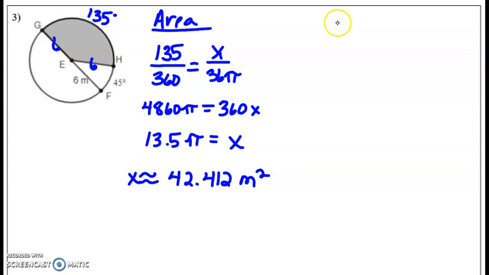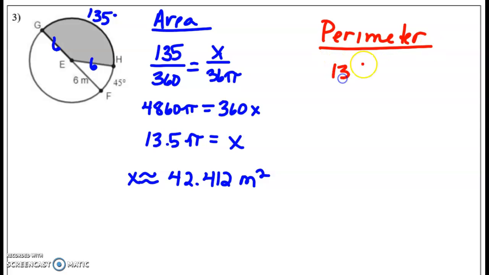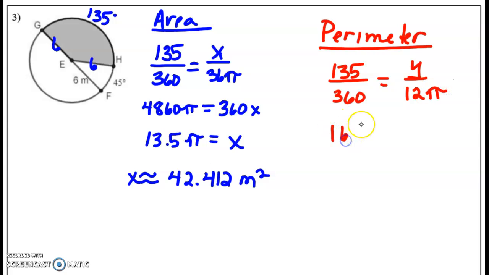Now when we're finding the perimeter, it's very similar. Again, 135, the arc measure over all of a circle. But we're looking for the arc length here, not the area, so we use the circumference. And the circumference would be 2 pi r, which is 12 pi. Multiplying diagonally, you get 1,620 pi equals 360y. And if you do the division, you get 4.5 pi.